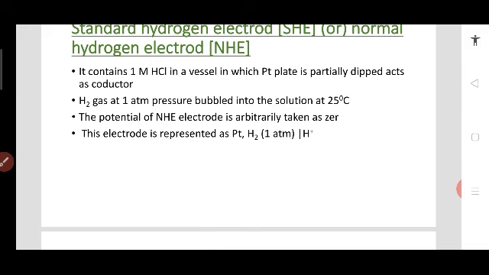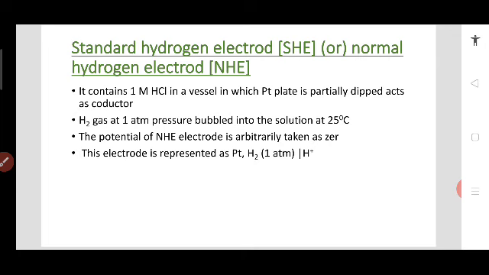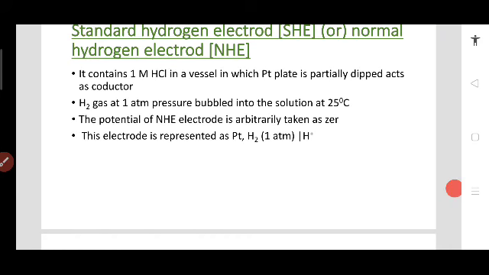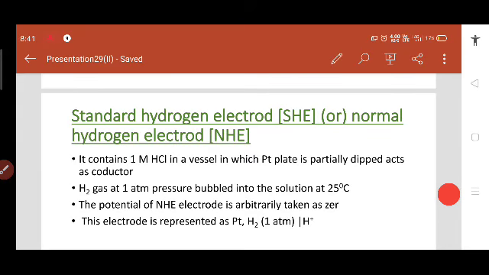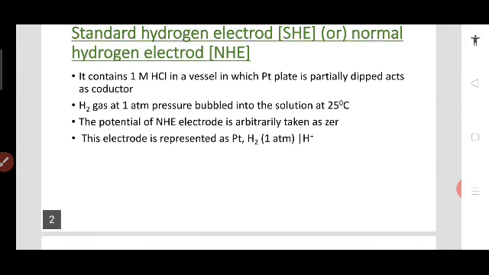By maintaining these conditions, when we take the potential, that electrode is called the standard electrode, and the potential is called the standard potential. So here we call it the standard hydrogen electrode. The potential of the normal hydrogen electrode is arbitrarily taken as zero. It is universally zero.